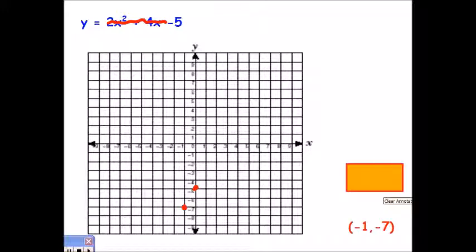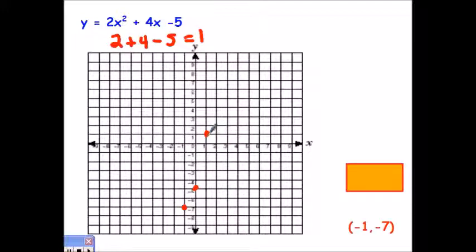So we're going to plug in the 1, and 1 squared is 1, times 2 is 2, plus 4 times 1 is 4, minus 5, that'd be 6 minus 5, that equals 1. So my next point is 1, 1. Okay? And I think we're pretty safe from there.